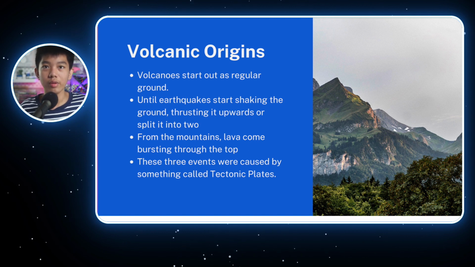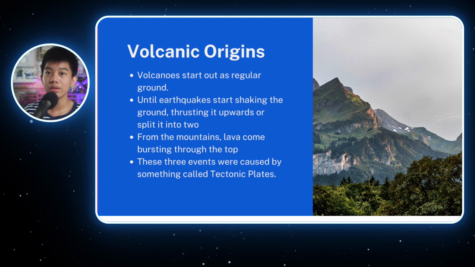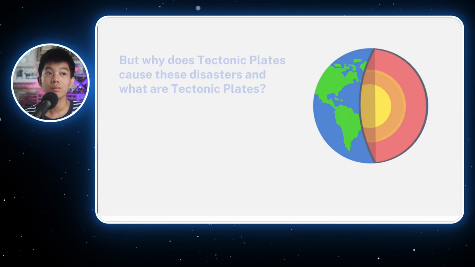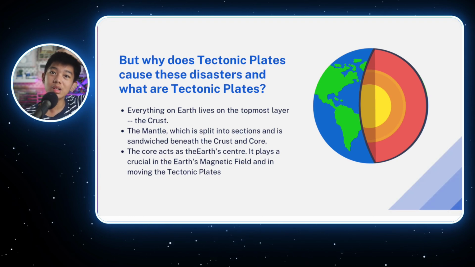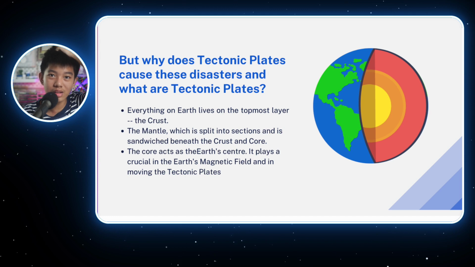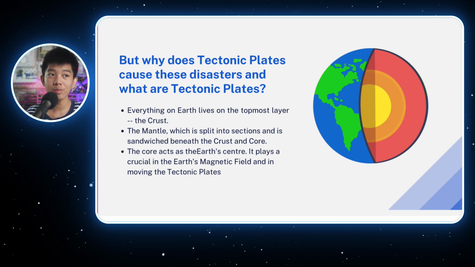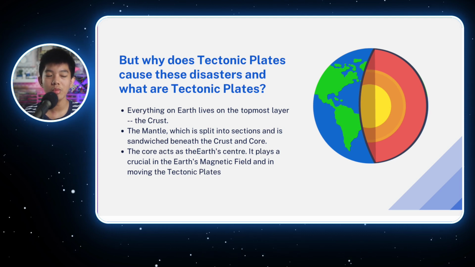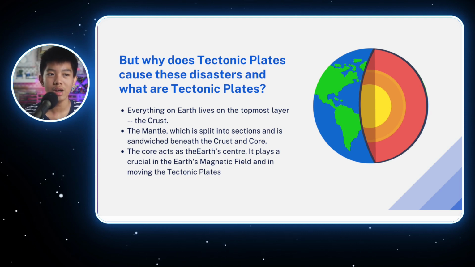These three events, the earthquakes, the splitting of the ground, and the lava going through the mountain, are all caused by something called tectonic plates. But wait, why do tectonic plates cause disasters like earthquakes, and what are tectonic plates exactly? To understand that, we first need to understand the three layers of the Earth, starting with the crust. Every living thing on Earth lives on the topmost layer, which is where we are right now, the crust.